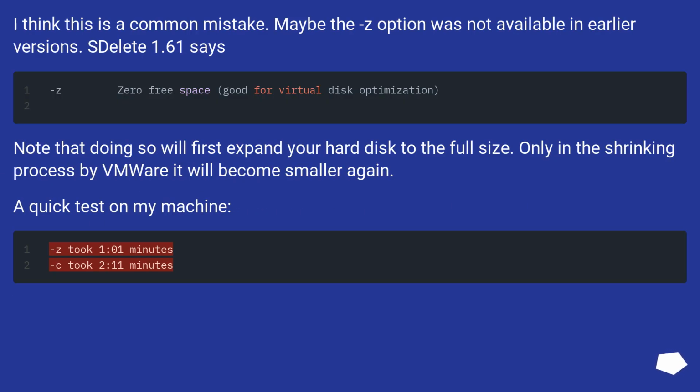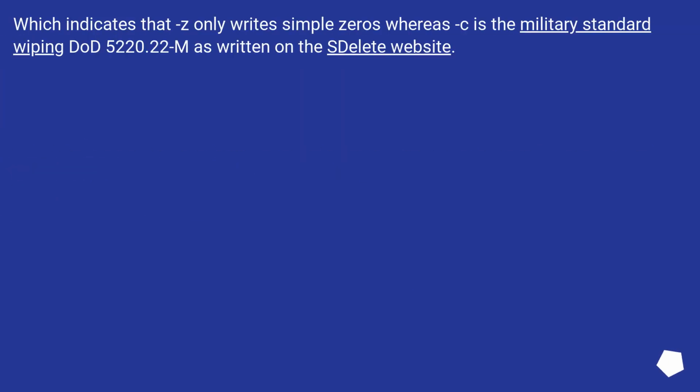I think this is a common mistake. Maybe the -z option was not available in earlier versions. SDelete 1.61 says, note that doing so will first expand your hard disk to the full size. Only in the shrinking process by VMware it will become smaller again. A quick test on my machine, which indicates that -z only writes simple zeros, whereas -c is the military standard wiping, DoD 5220.22-M, as written on the SDelete website.